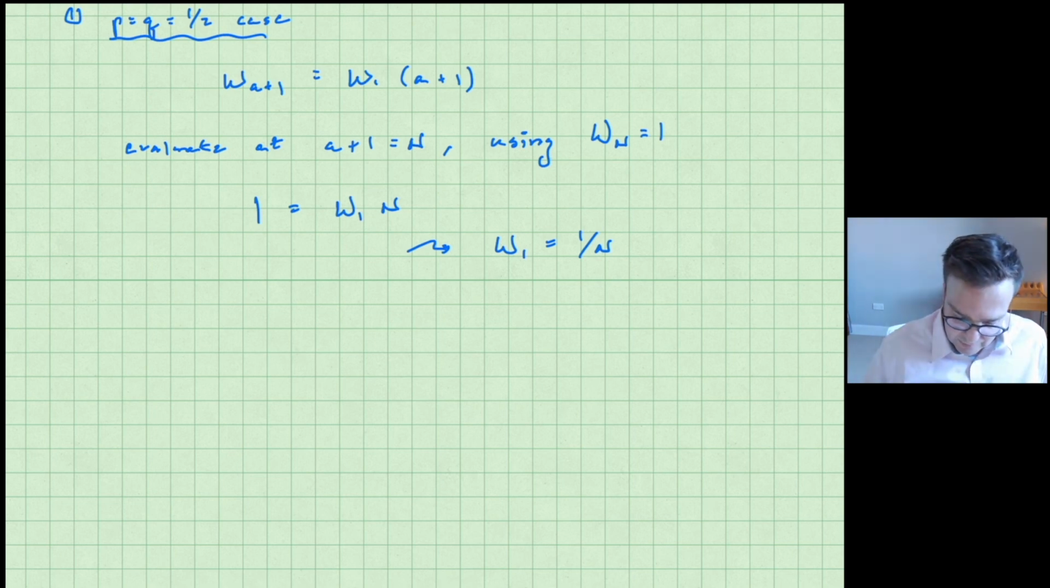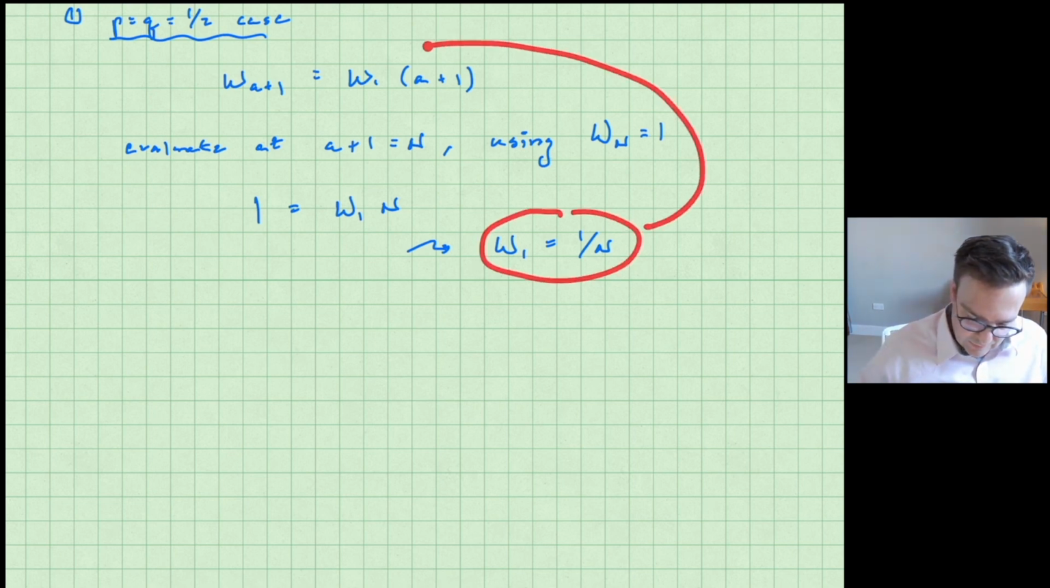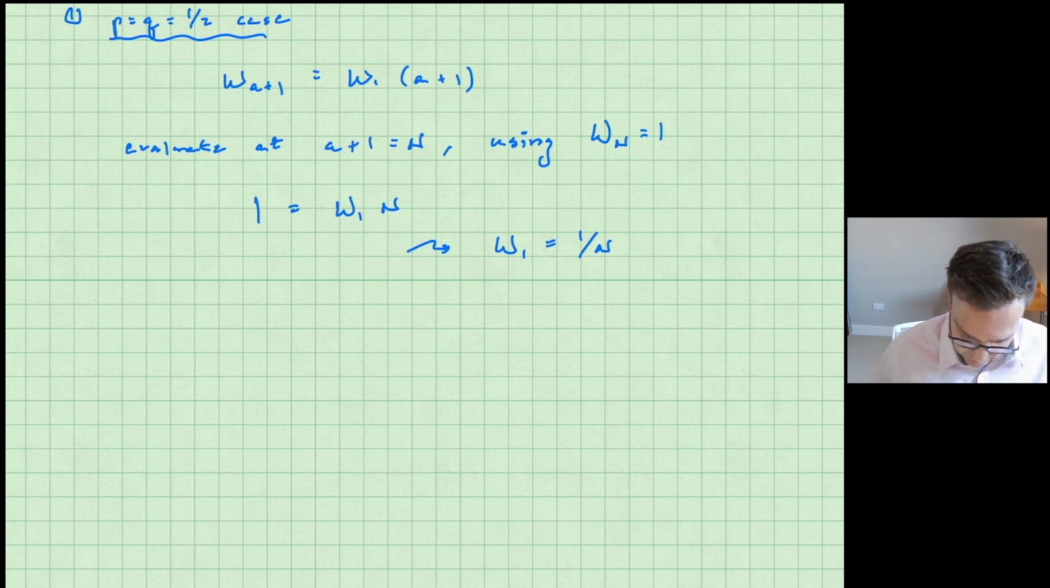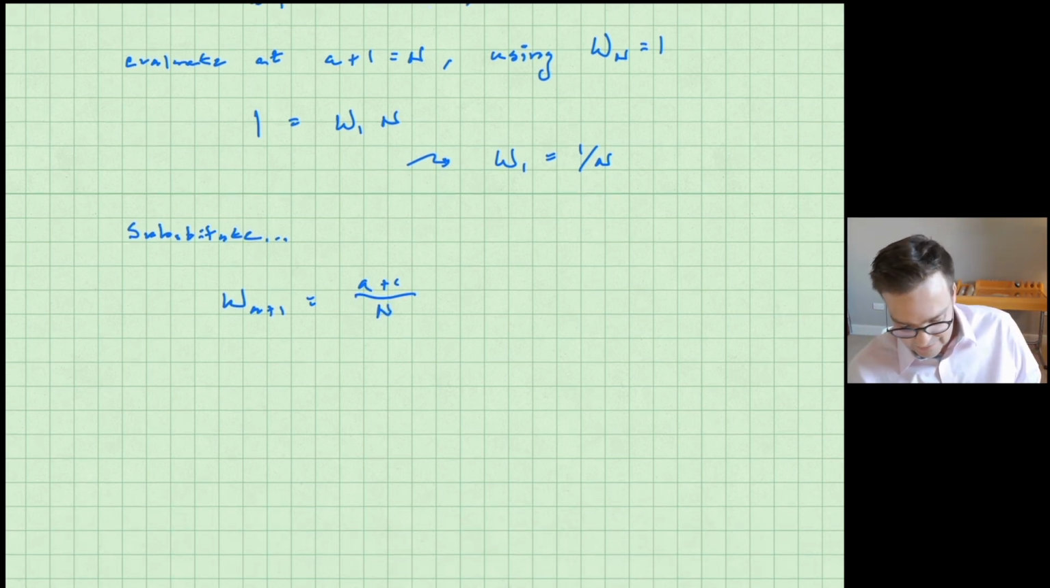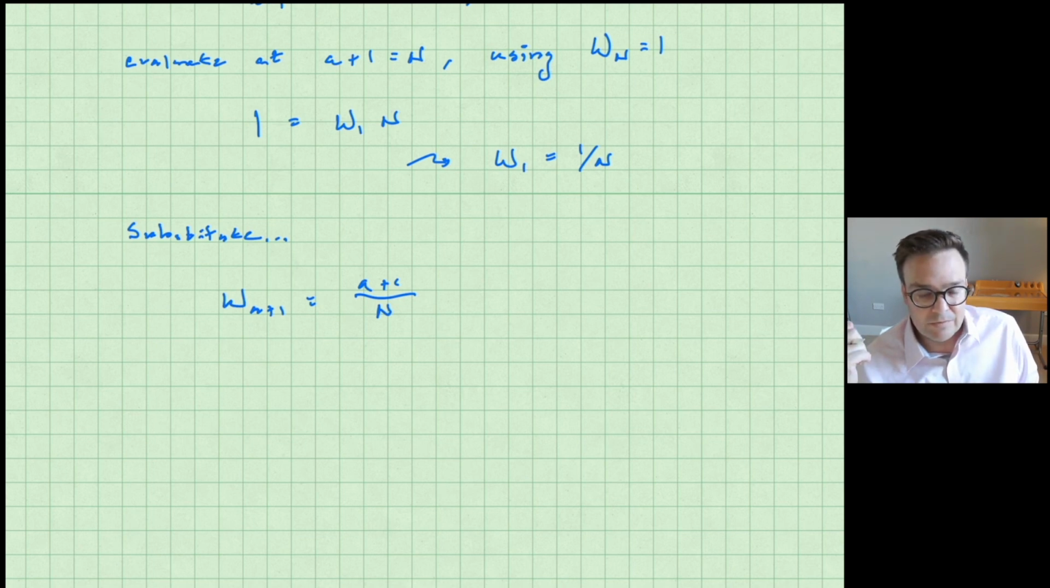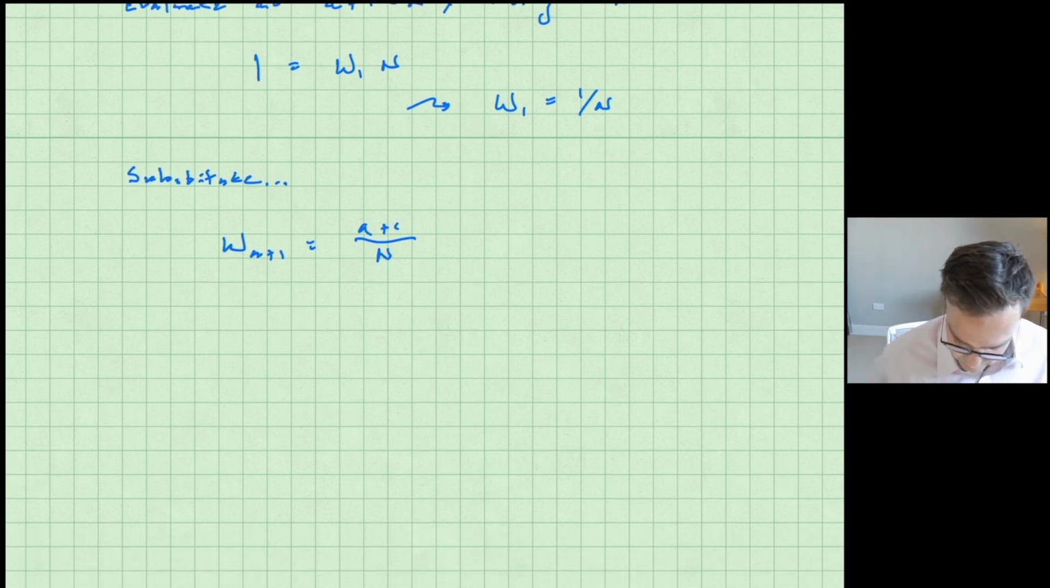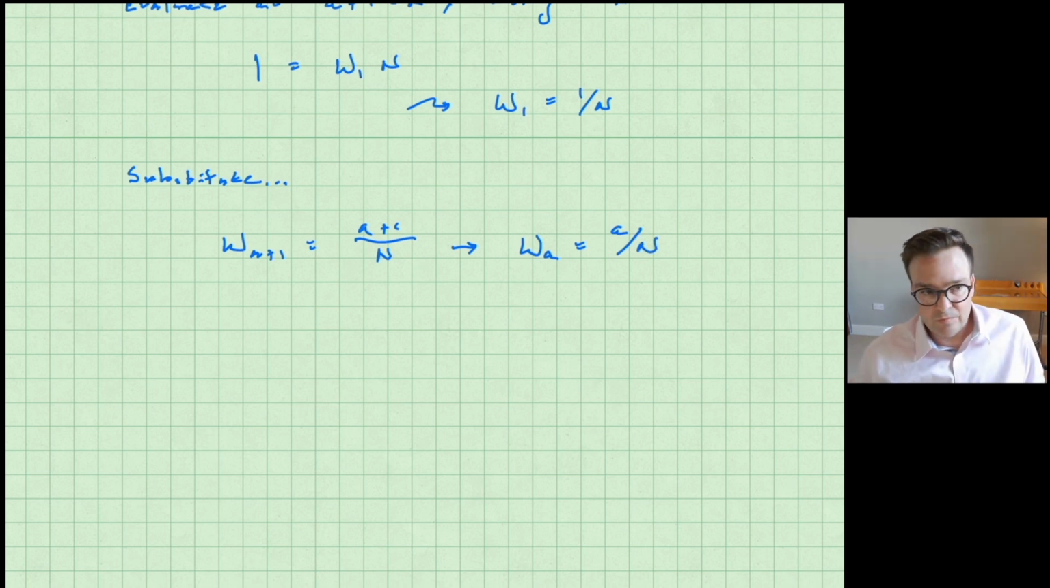Now it's not quite the expected result just yet. I put this back in, so take this thing here and substitute it back into here. And I've got W_{A+1} is equal to A plus 1 over n. Now I can just rename the index A plus 1 to A, and what I get is the expected result: W sub A is equal to A over n. So that's the promised result for the special case where the probability of A winning is 1/2.